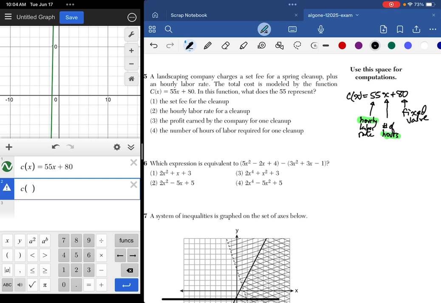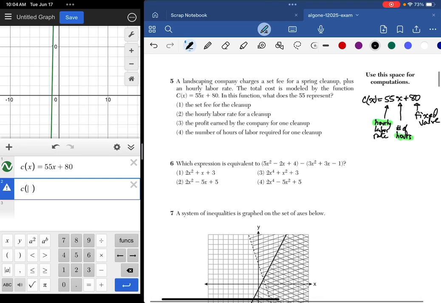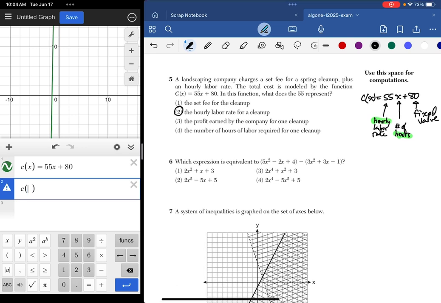So the 55 here is your hourly labor rate for a cleanup. So that's choice 2. It would not have been number 3, right? Well, it wouldn't be any of the others, obviously, but specifically number 3, because profit is a particular definition. Profit is equal to revenue minus cost. So if they don't tell me the revenue, then there's no way I can figure out profit, right? And all they talked about here was cost, so that would be out immediately.